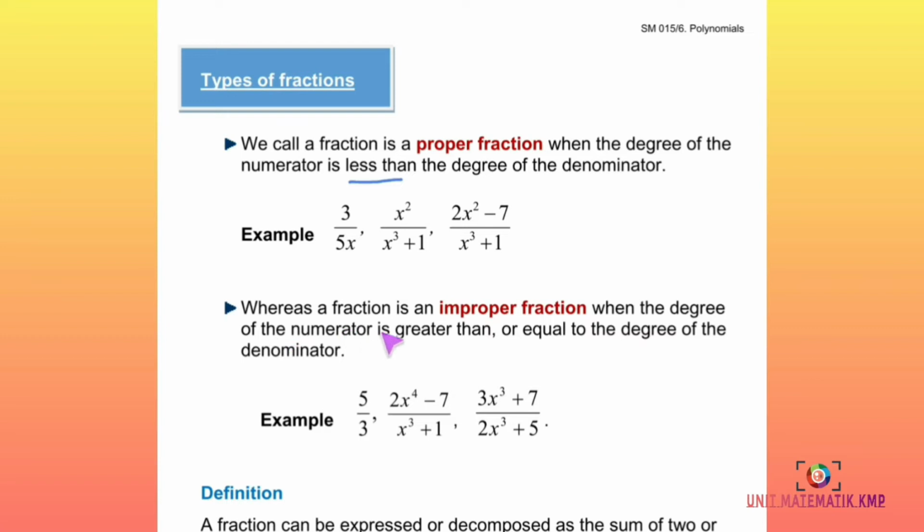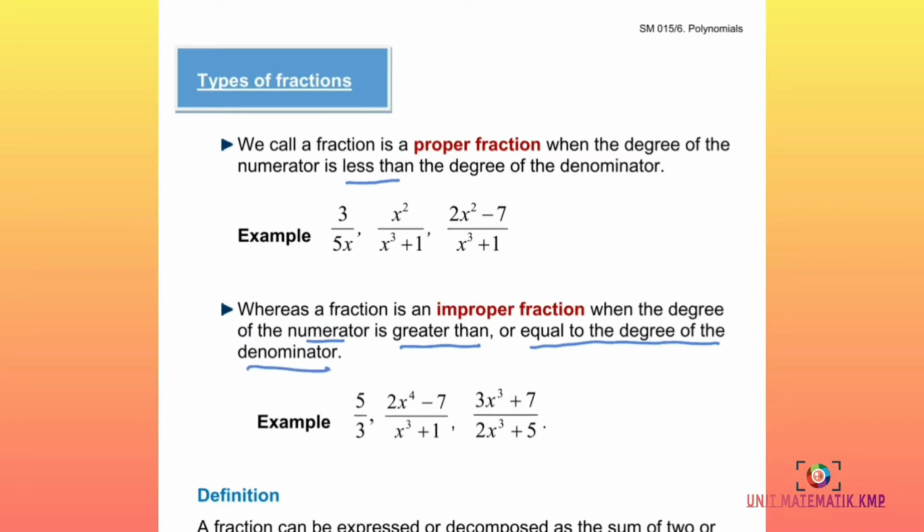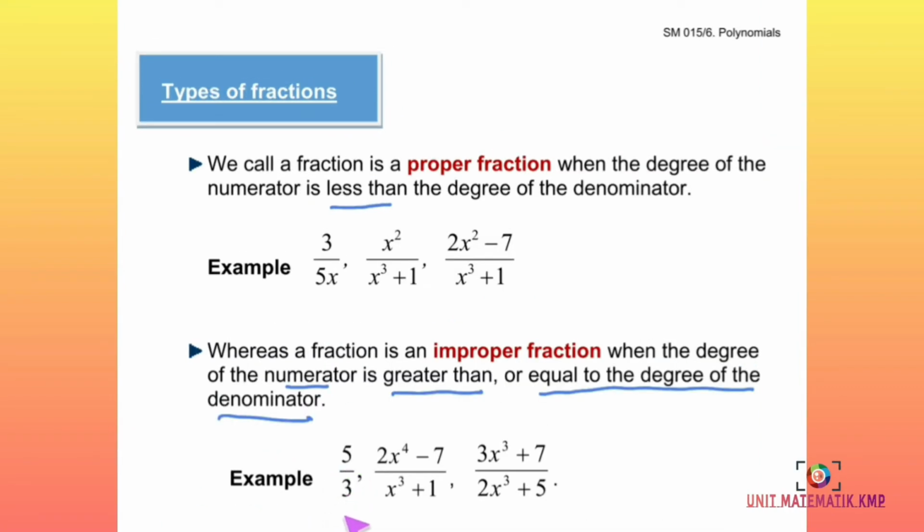Whereas a fraction is an improper fraction when the degree of the numerator is greater than or equal to the degree of the denominator. For example, 5 over 3, (2x to the power 4 minus 7) over (x to the power 3 plus 1), or (3x to the power 3 plus 7) over (2x to the power 3 plus 5).